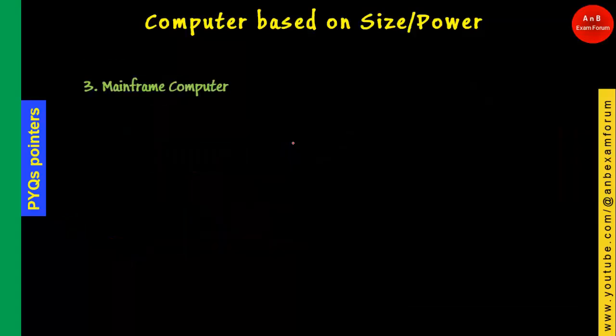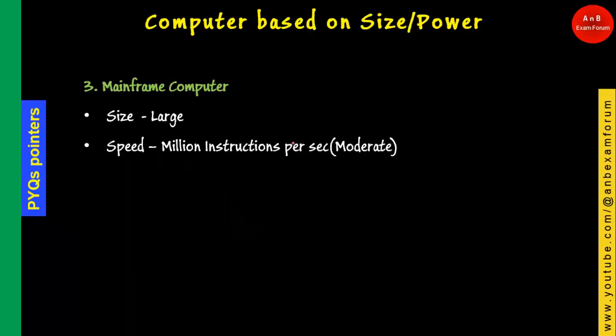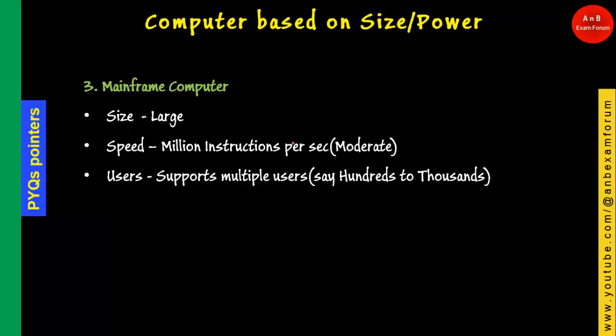Coming to the next type, the mainframe computer. In a mainframe computer the size is very large and the speed is again millions of instructions per second, and it supports multiple users. In a minicomputer we have seen it supports up to hundreds, but a mainframe can support up to thousands. Okay, and a very important pointer is that it is known as the big iron type.